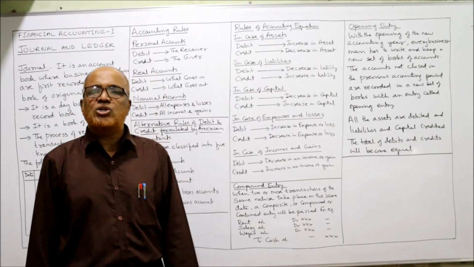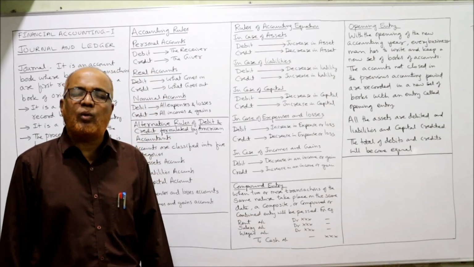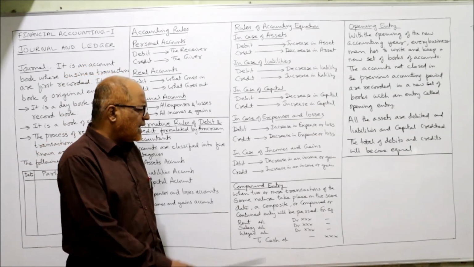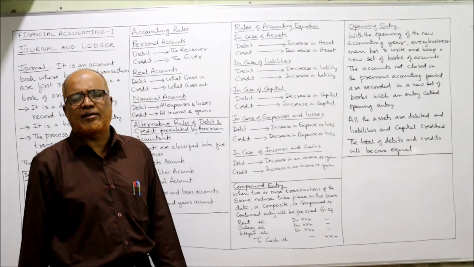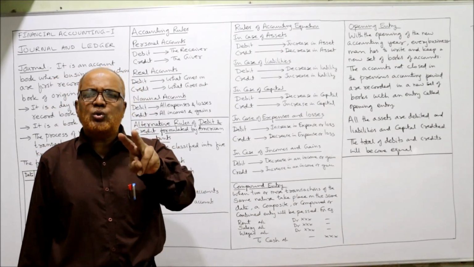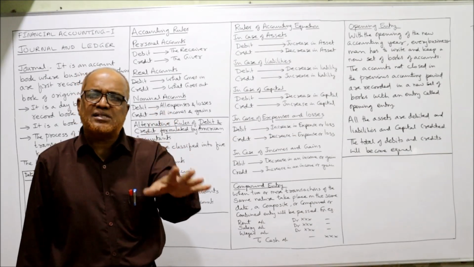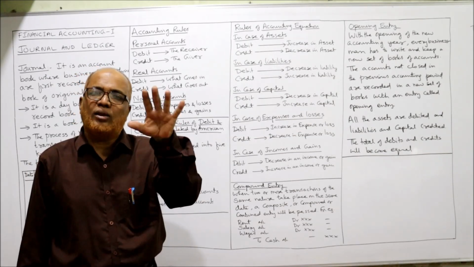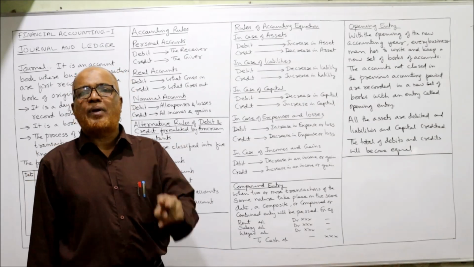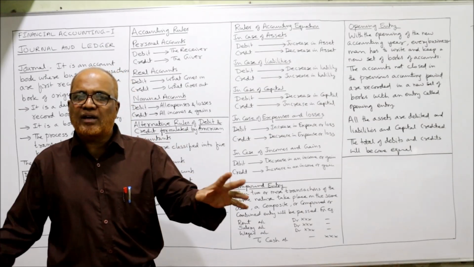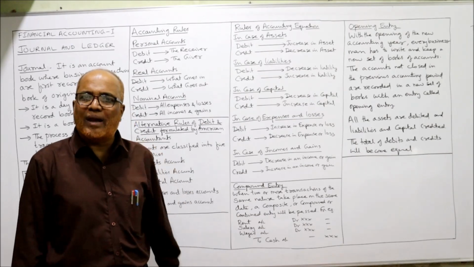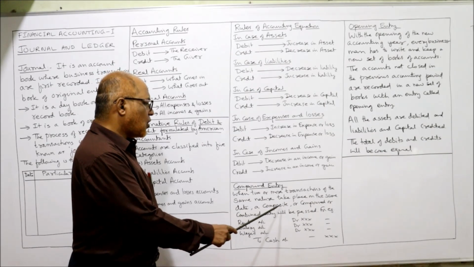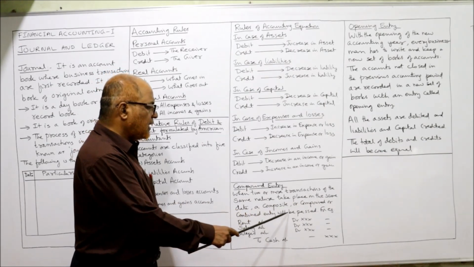Now, compound entry. Very frequently in examination, a short theory question may be asked: what do you mean by compound entry? When 2 or more transactions of the same nature take place on the same date, instead of passing 2 different entries, we can combine them and pass only 1 entry. So a composite, compound or combined entry will be passed.